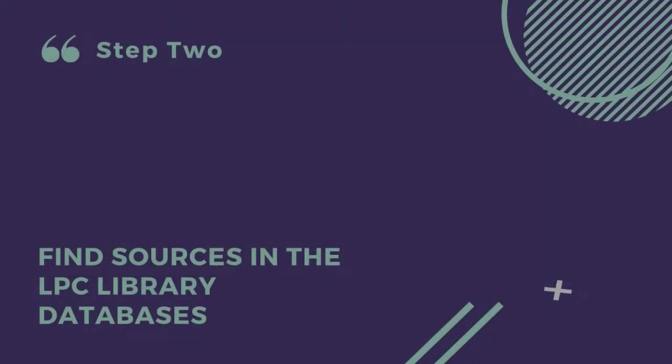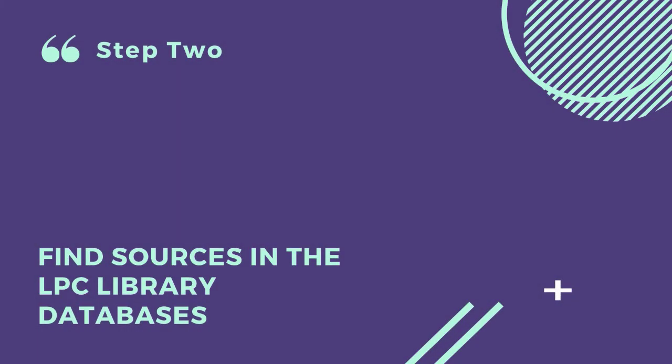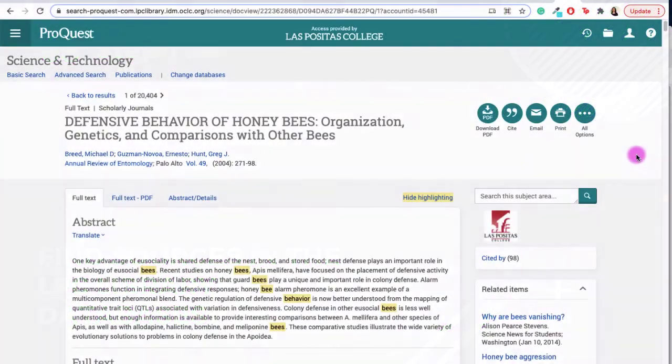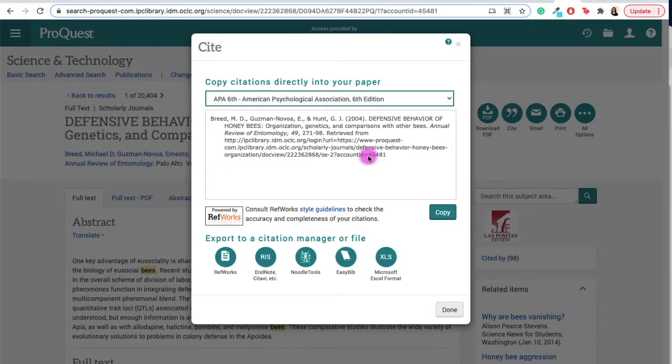Next, find a source in the LPC Library databases that you would like to cite or capture for use in a research project. Here's a source from the database Biological Science, which is a ProQuest database. Any of our ProQuest databases will look and work almost exactly like this. Find the Cite button to pull up the citations for the source. From there, click on the Noodletools button under Export.